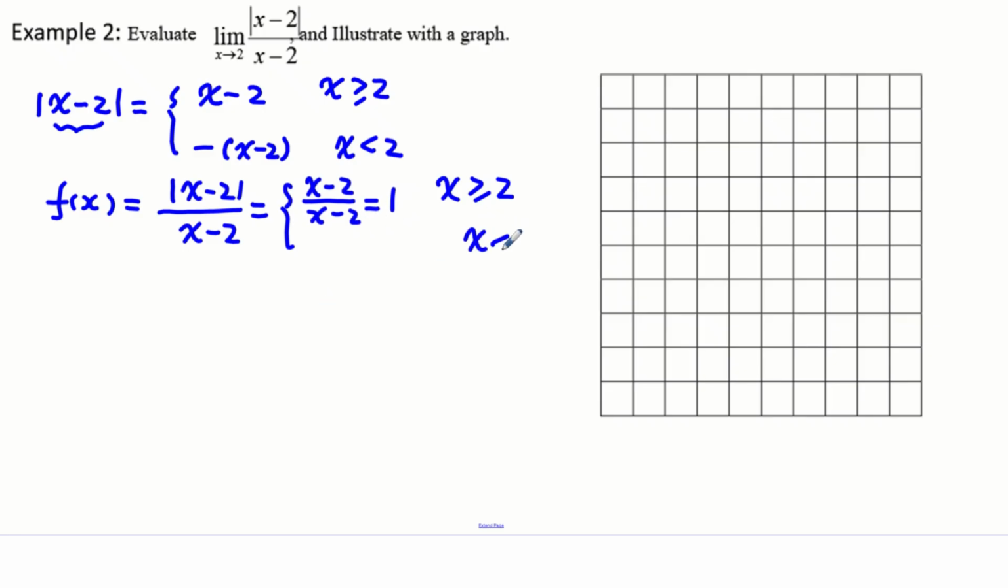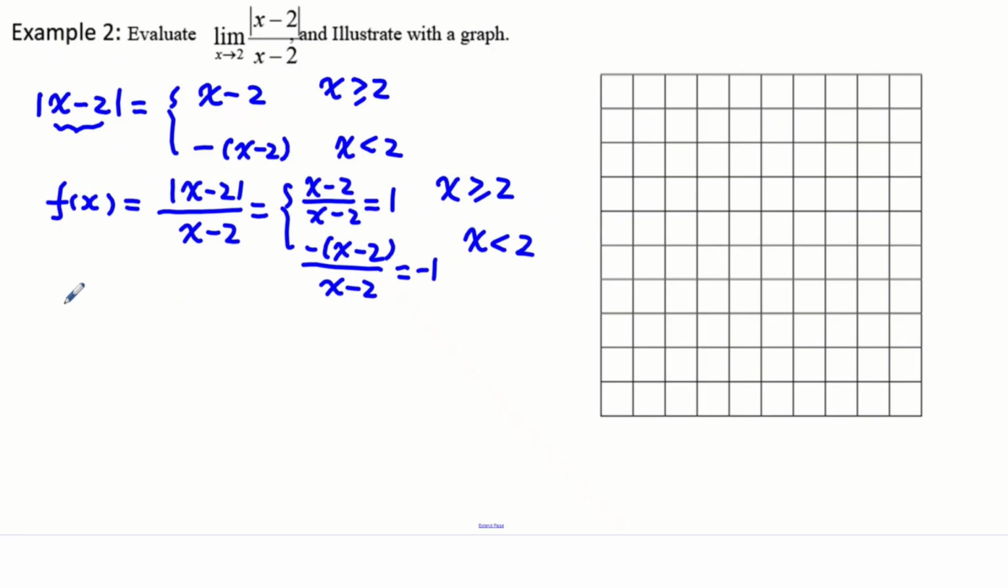When x is less than 2, we sub in the x value, which is negative x minus 2, then divide by x minus 2. So this one is a factor of the denominator. So numerator and denominator have the same factor, we can cancel out. Then we have negative 1. Then this function is split as greater than 2, less than 2.